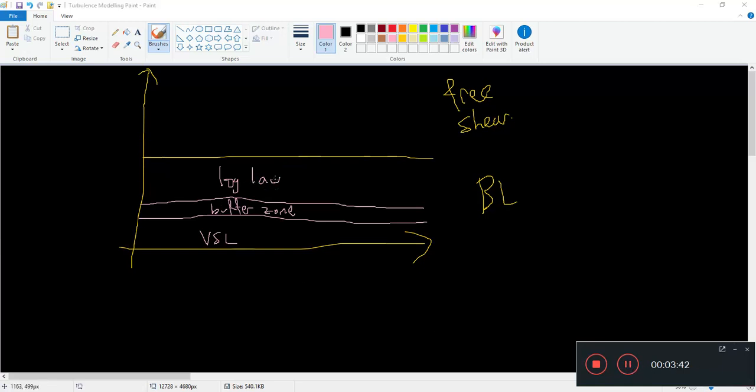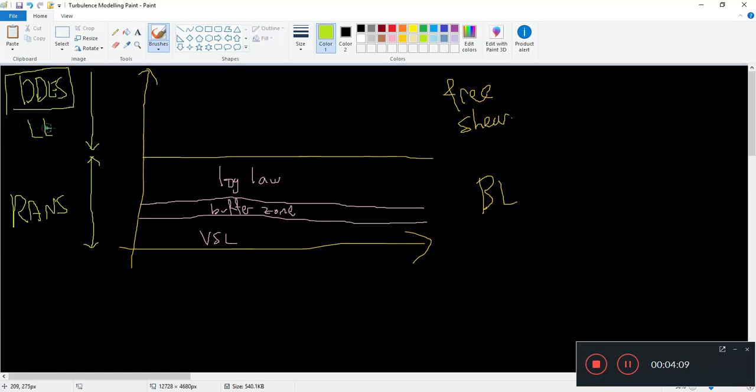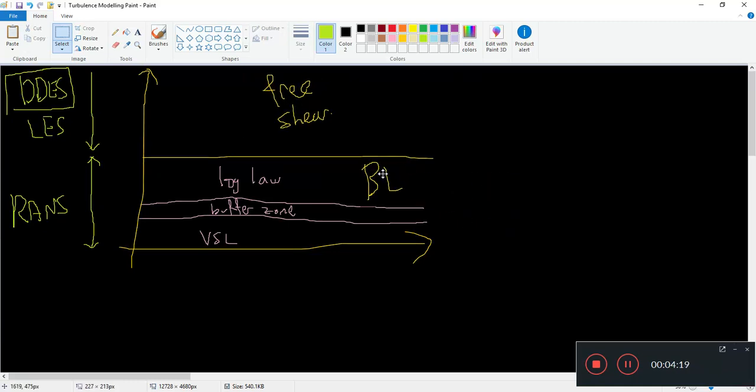Let's do something we are familiar with first. What does DDES intend to do? For DDES, we intend to use the RANS model here, Reynolds-averaged Navier-Stokes. Anything above, for DDES, we want to use LES to resolve our eddies. That's the basic idea of DDES.